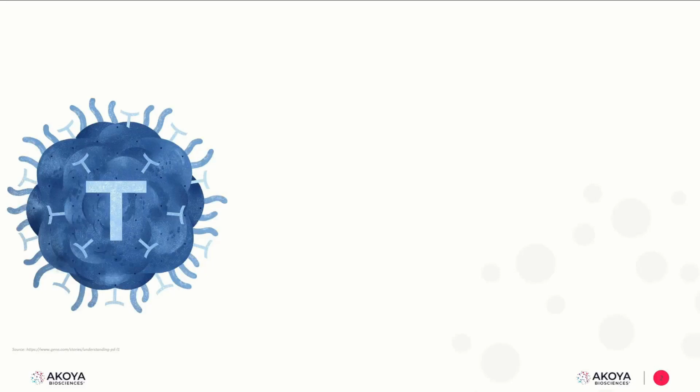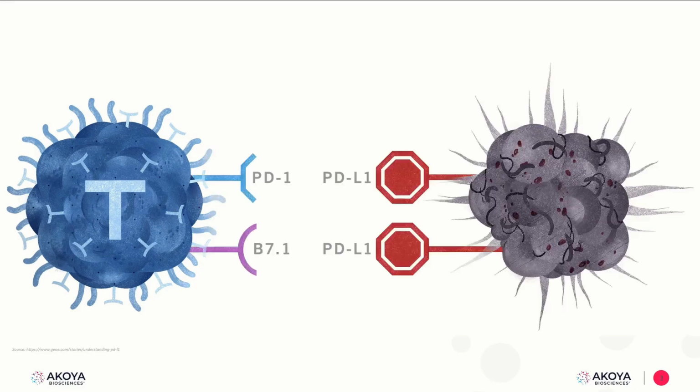Here's the T cell. T cells are like soldiers that help fight infections and other diseases, including cancer. However, cancer cells are smart. They can escape this T cell attack by expressing a protein called PD-L1. PD-L1 works like a stop sign to inactivate T cells, and it works by attaching to receptors on T cells called PD-1 and B7-1. Both PD-1 and B7-1 can inactivate T cells.